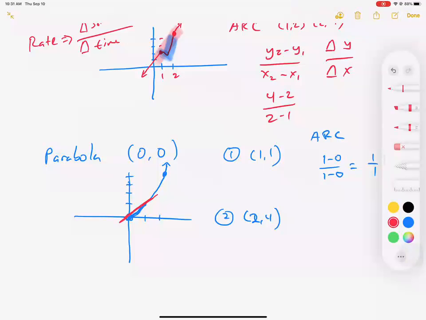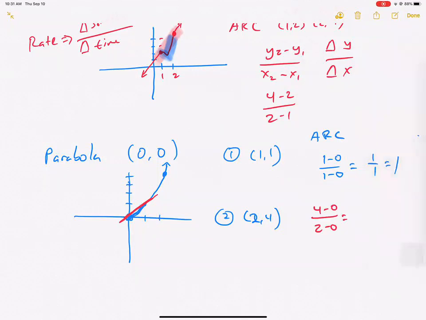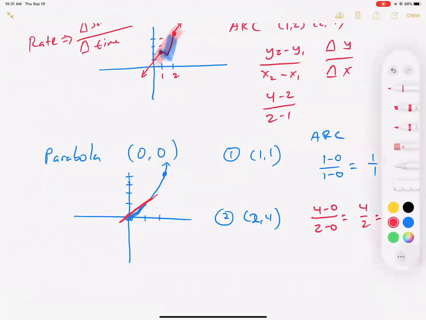But comparing that to the second point, so it's 4 minus 0 over 2 minus 0. Four over 2 is 2. That's our average rate of change. That's going to be definitely steeper.